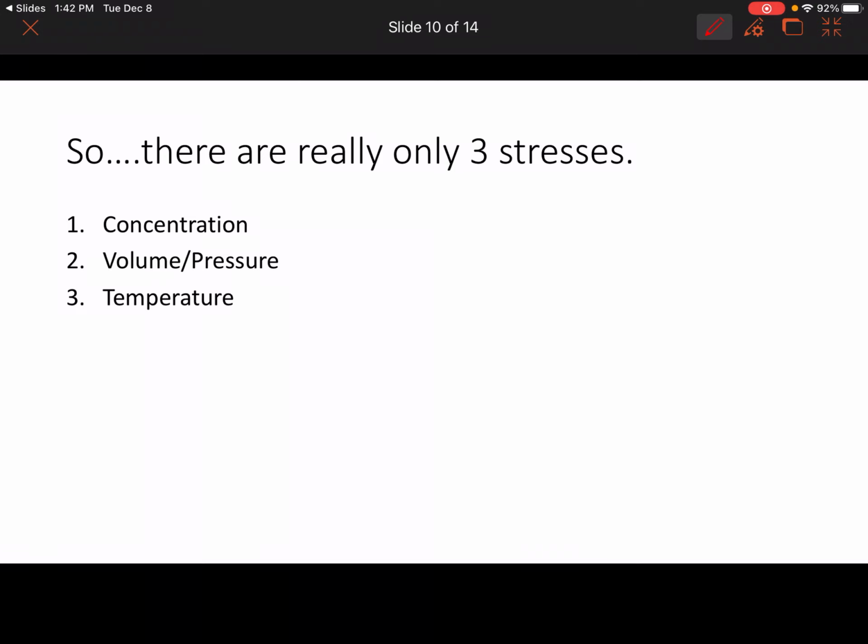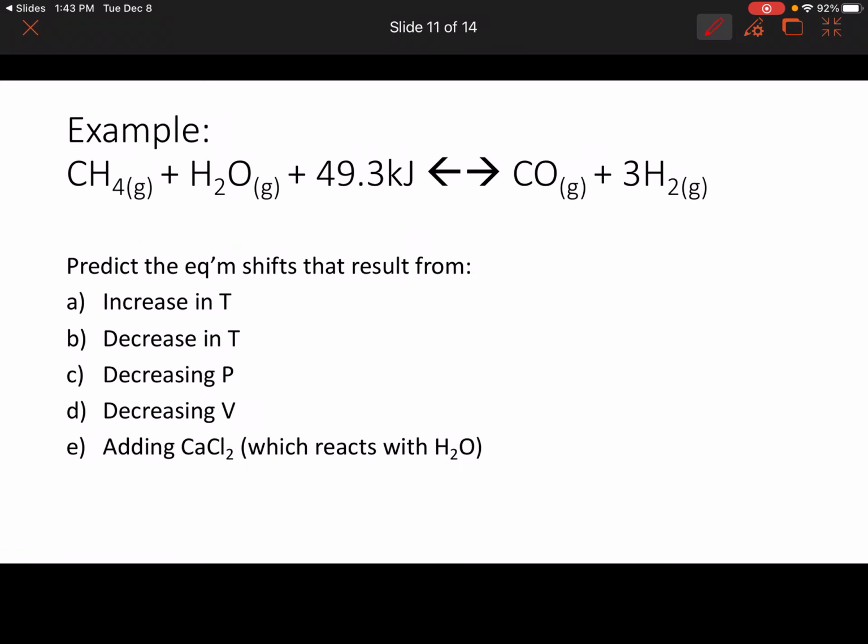Okay, so there's really only 3 stressors that we put in those extra 2, apparently just to trick you. So concentration changes, volume or pressure changes, and temperature. So those are the 3 main stresses that you need to be aware of and know how Le Chatelier's principle is used to address those stresses.